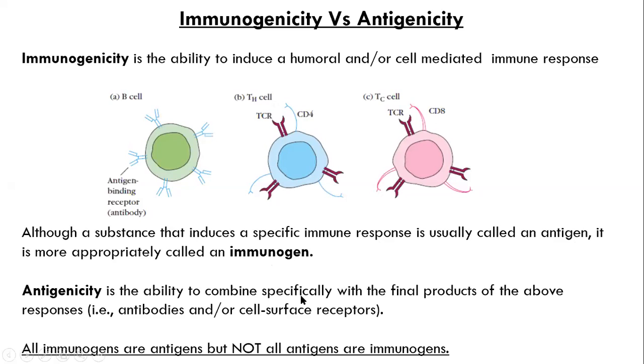Antigenicity is the ability to combine specifically with the final product of these cells, but it may or may not elicit an immune response. The fundamental difference leads us to conclude that all immunogens are antigens, because whatever causes immunity or an immune response is an antigen. But at the same time, the converse is not true: all antigens are not immunogens. Please try to understand this fact. It is a really important fundamental concept.